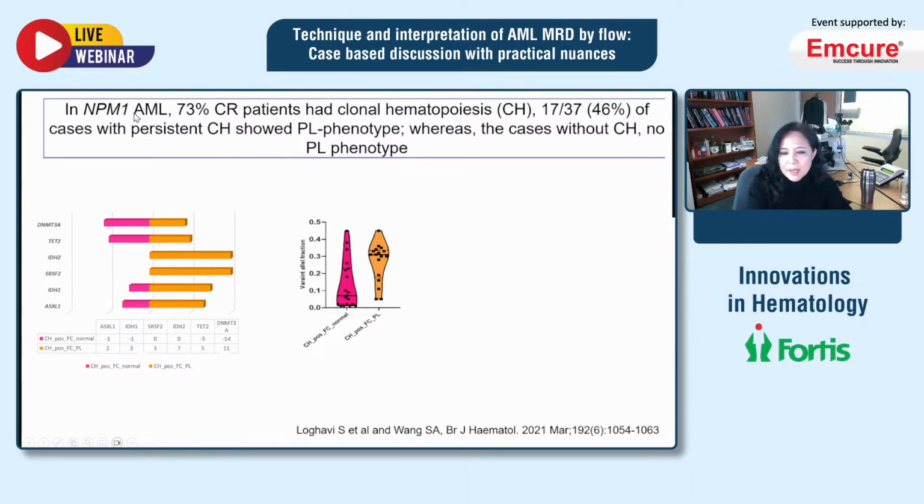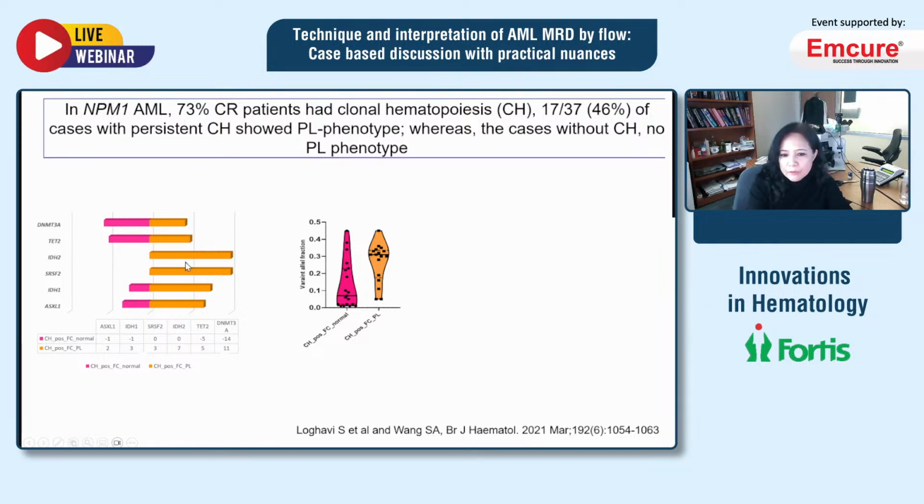So we pulled out all the NPM1 AML. At the time, we had 75 cases, and at the time of diagnosis, every NPM1 had co-mutations. When the patient achieved CR, we still had 73% of patients with persistent clonal hematopoiesis. That's by NGS, they still have mutations. Among these residual patients, almost half of them showed an abnormal immunophenotype by flow cytometry, which we call the pre-leukemic cell immunophenotype.